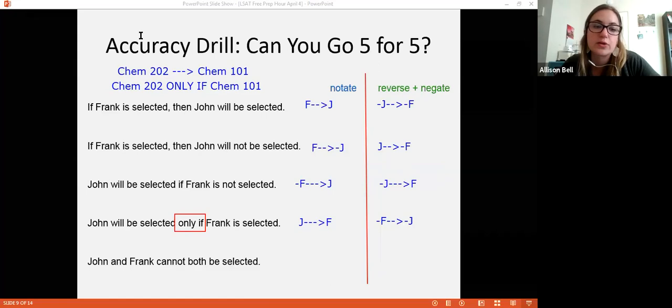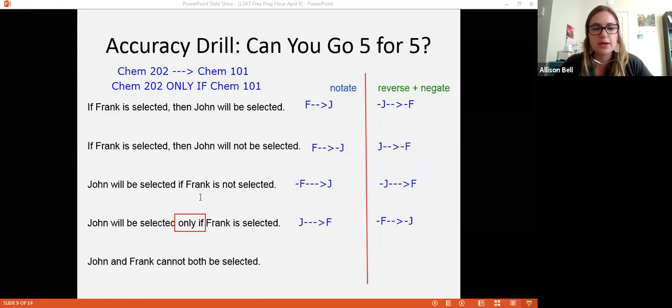Functionally, what the "only if" does is basically flip the order from what it would be if you just had the word "if." So if I were to take out the word "only," this would be "if Frank, then John," it would be F arrow J. When I add in the word "only," then the order gets reversed. So slow down when you see the word "only."